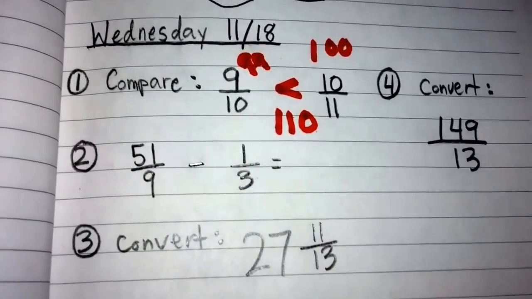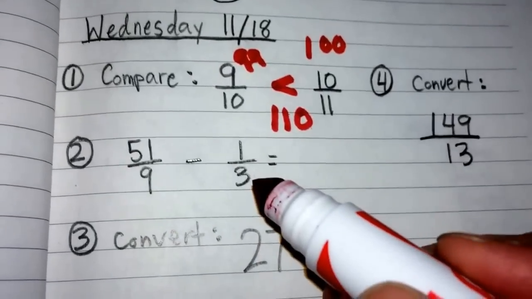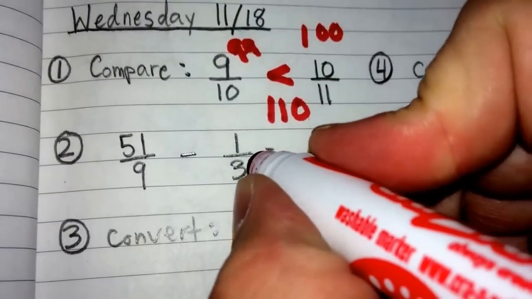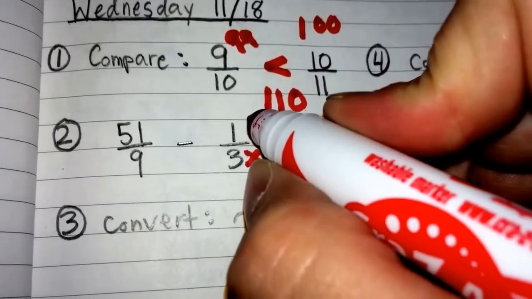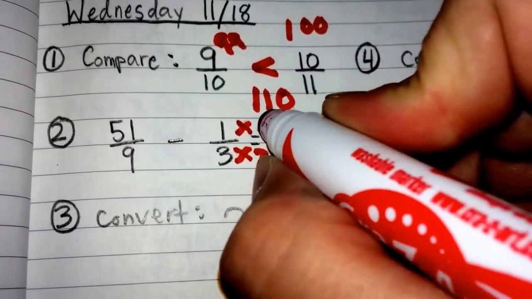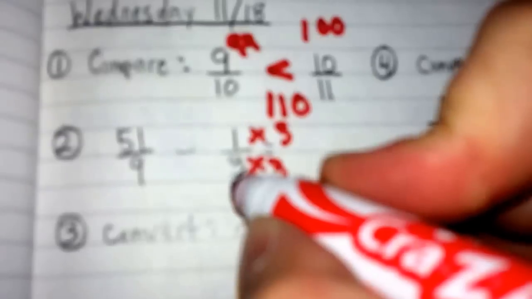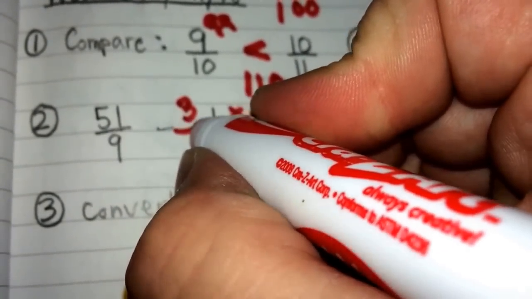Well, I can't do anything until I find a common denominator, so I'm thinking to myself, what times 3 is going to get me 9, and I know that is 3 times 3. But whatever I do to the bottom, I have to do to the top, so that's times 3 as well. So that'll give me a new fraction of 3/9. And because I'm running out of room, I'm going to write my equivalent fraction over here. So 3/9.